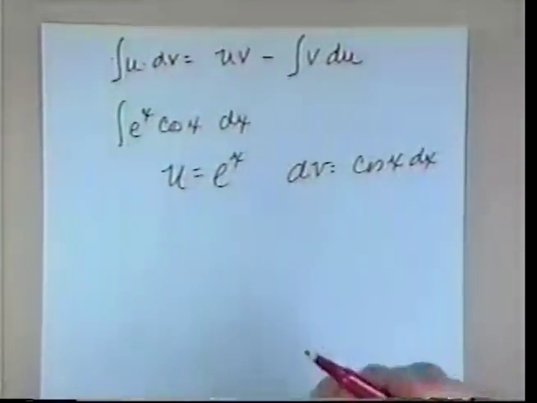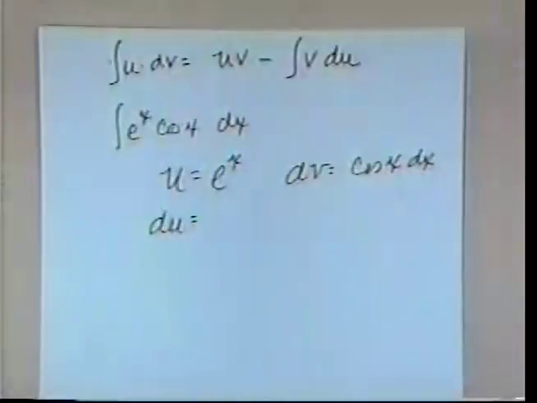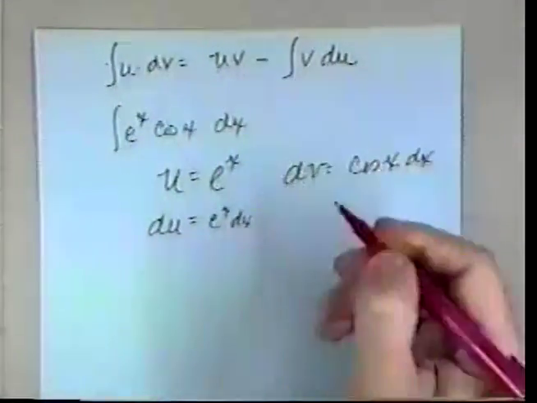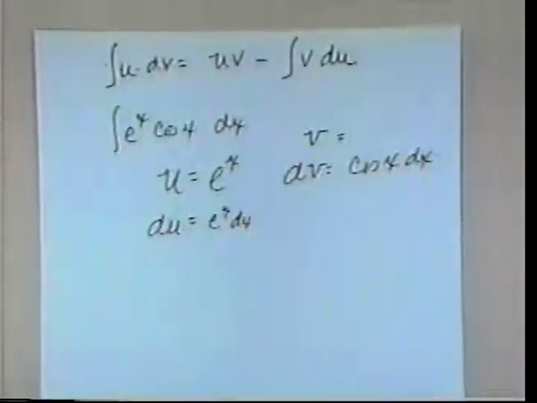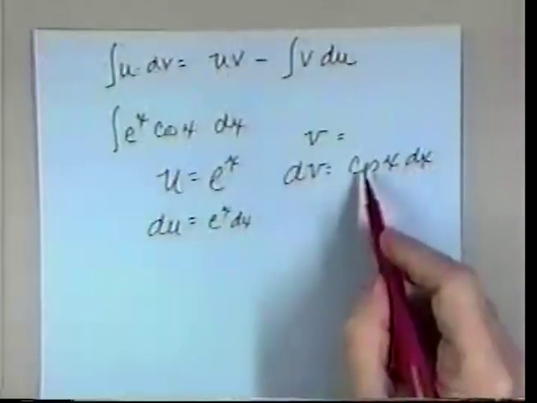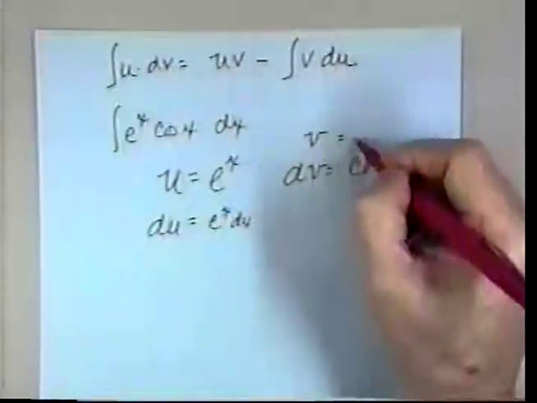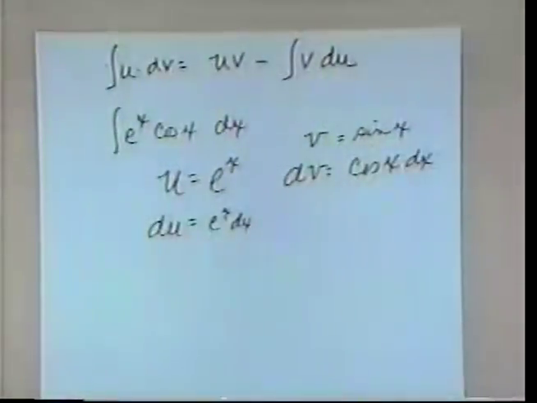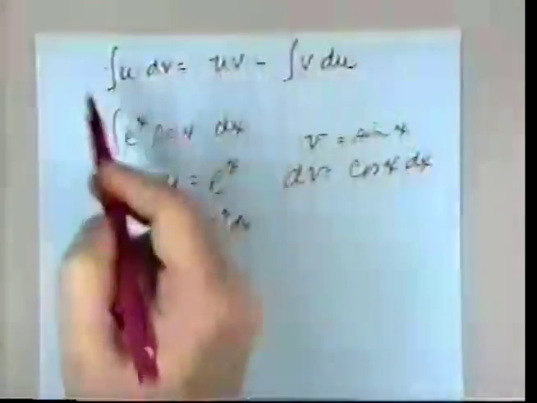Okay. If I know u, what is du? E to the x, dx. And what is v? Well, the derivative of the sine is the cosine. The derivative of the sine is the cosine. Okay. So now we're ready to substitute it into this method.